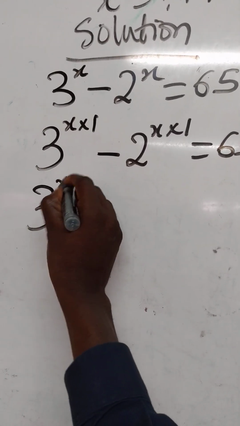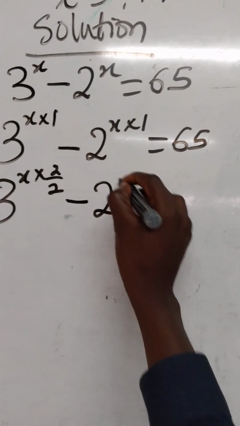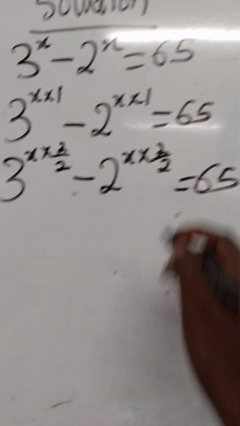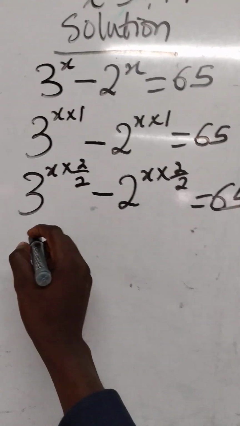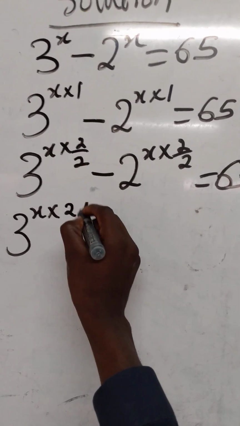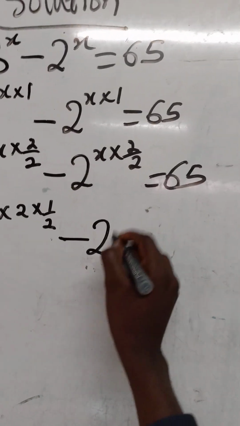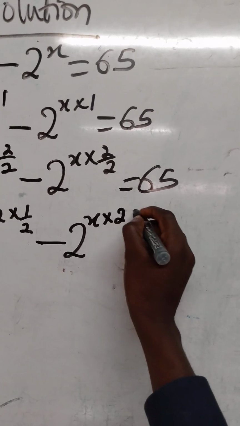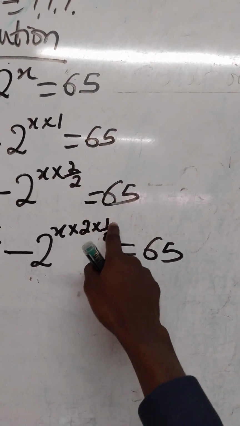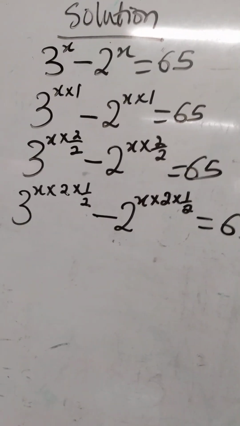So now we are turning this into 2 over 2. That's 3 raised to s times 2 over 2, 2 over 2 is 1, minus 2 raised to s times 2 over 2, which is also 1, all equals to 65. Can I separate this 2 over 2 like this? 3 raised to s times 2 over 2 can become 2 times 1 over 2. Do you agree with me? Then minus 2 raised to s times 2 times 1 over 2 equals to 65. Why? Because 2 times 1 over 2 is the same thing as 2 over 2.